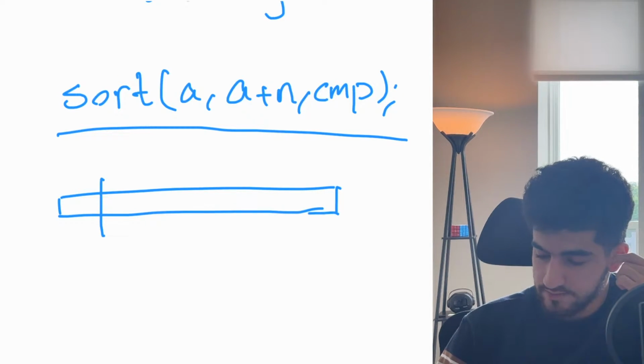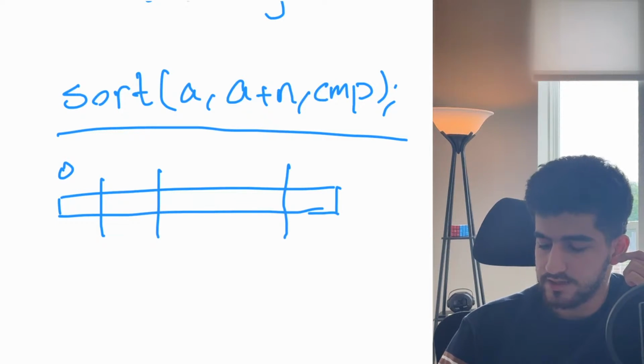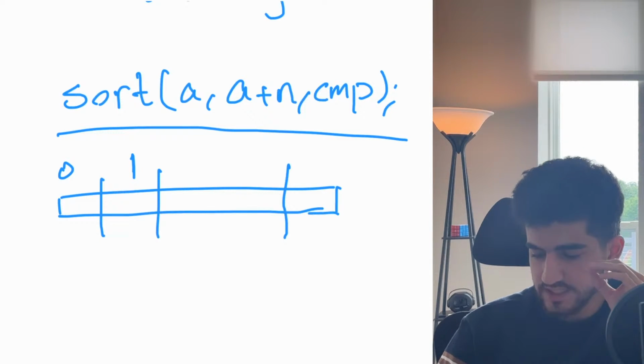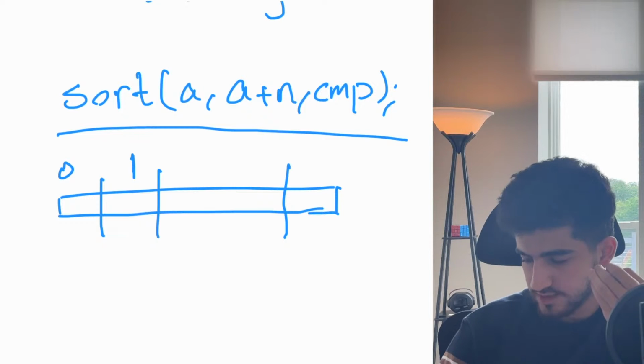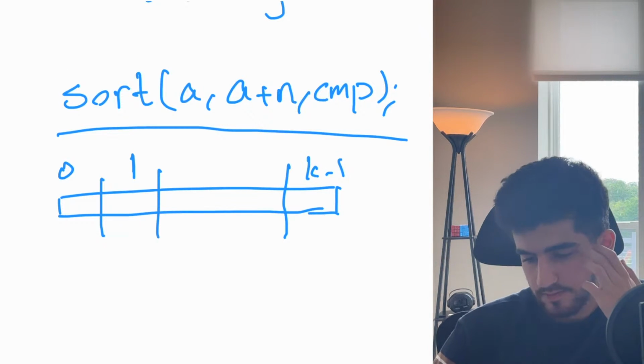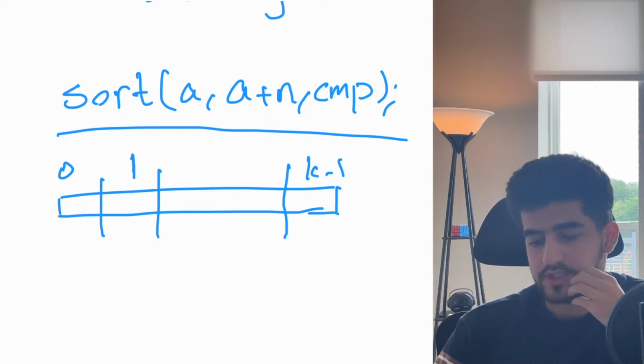So till now I have this, my numbers are partitioned like this. For example, these numbers have remainder 0, these ones have 1, and for example this one is k minus 1. Okay, awesome.